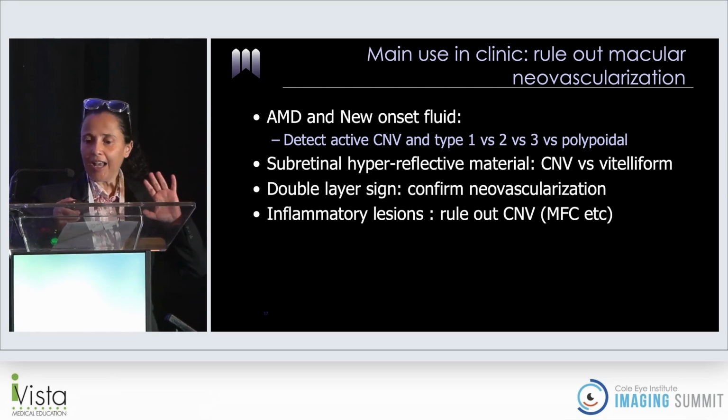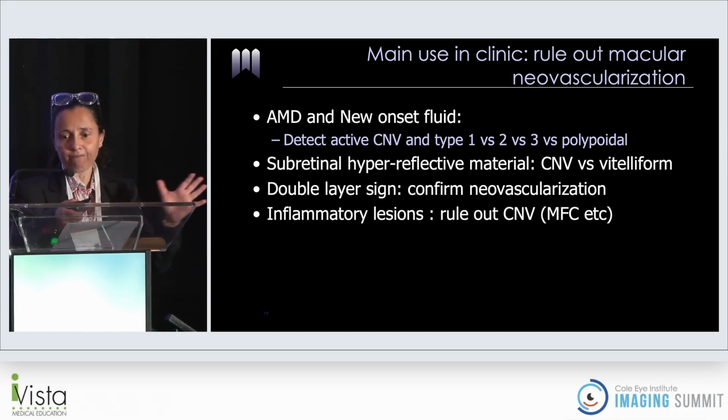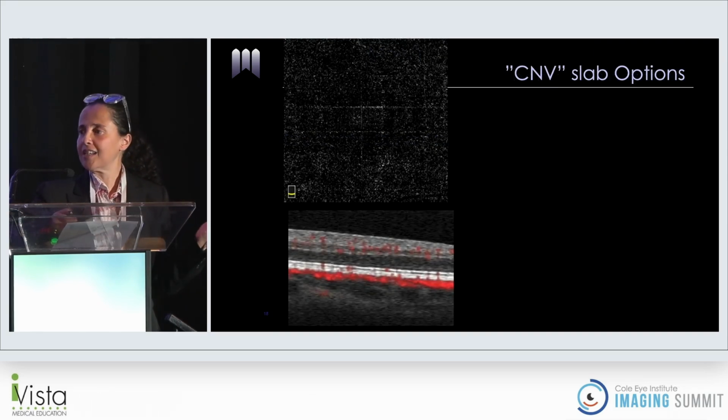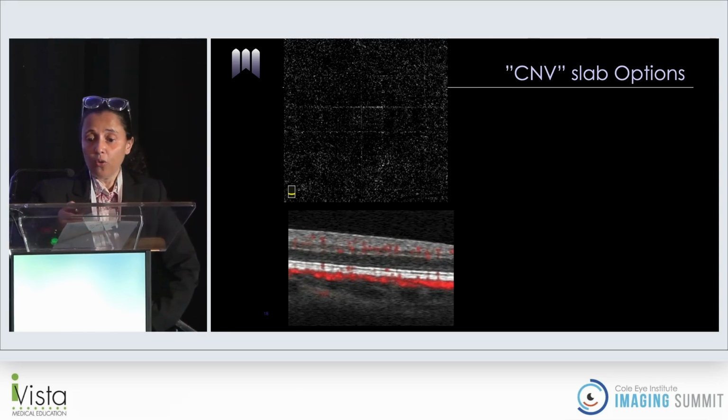These situations, I do not need a fluorescein angiogram. I can just turn on my flow signal and I've got the answer. So I think in AMD now, I can't remember the last time I ordered a fluorescein, probably 5 or more years. So for AMD, I don't use fluorescein anymore.